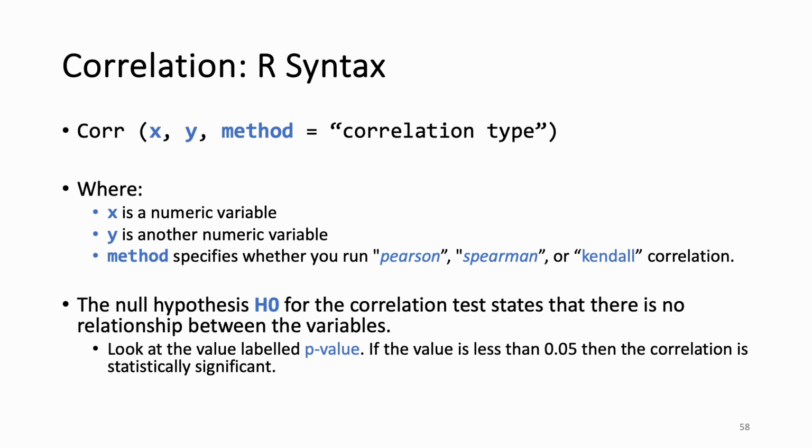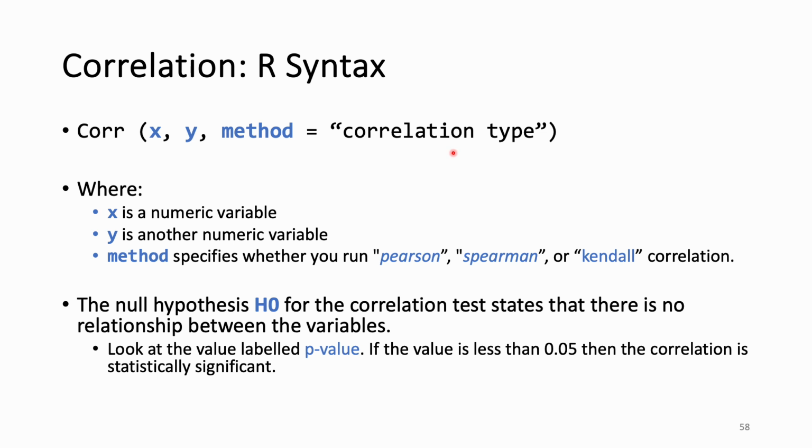To conduct the correlation test in R, here we have the syntax. We have this function, cor, and then we have different input parameters. So we have x, y, and the method. x is a numeric variable. It could be the sample that we have collected and contains the interval data. The same for y, and then we have the method that we should define. So we should define the correlation type, and here it can be Pearson or Spearman or Kendall correlation. So we have to specify that in this method here.